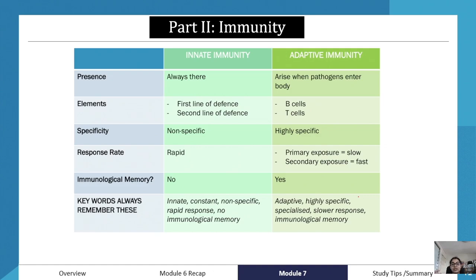The response rate is that primary exposure is slow. The first time that a pathogen enters your body, the response is going to be slow, and I'm going to explain in 1 second why that is. However, the second time that pathogen enters the body, the response is going to be a lot faster, and that is because the adaptive immunity has immunological memory. The B cells and T cells actually remember how they dealt with a specific pathogen. And so our keywords here are that it's adaptive, it is highly specific, it has immunological memory.